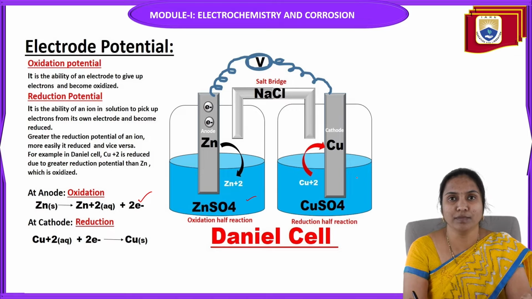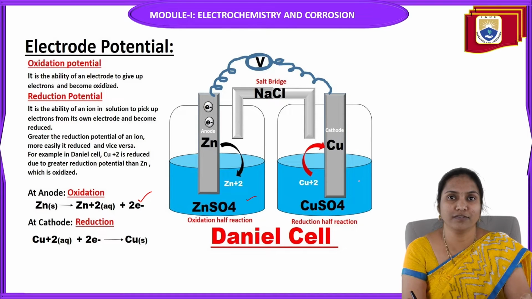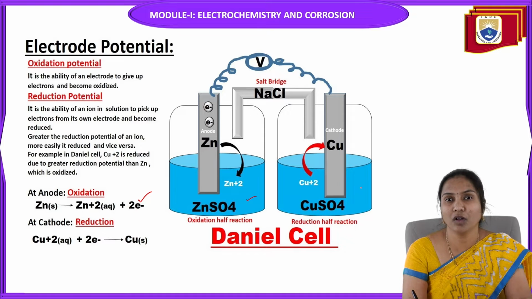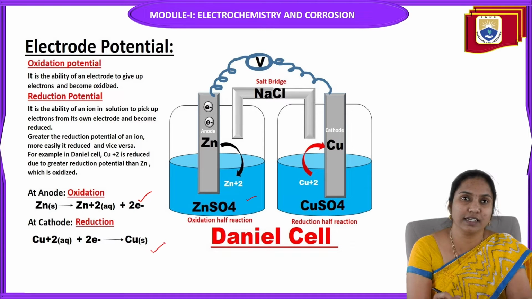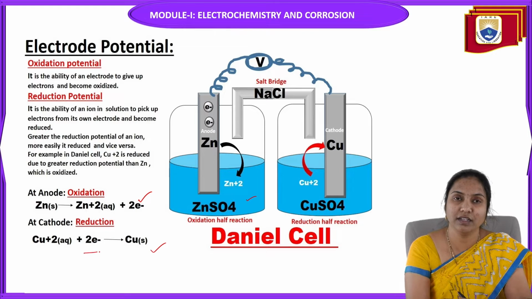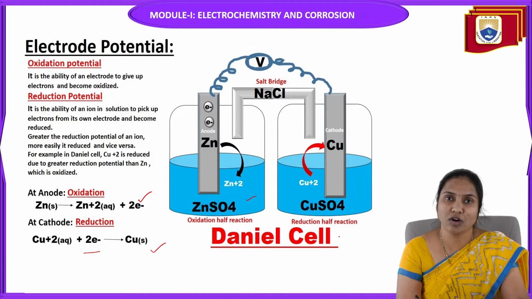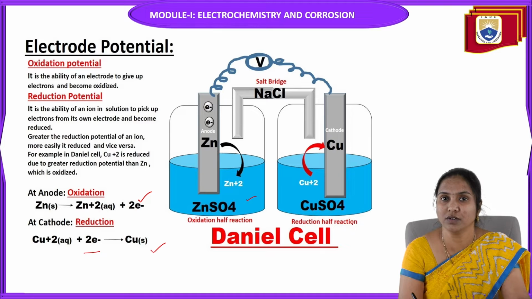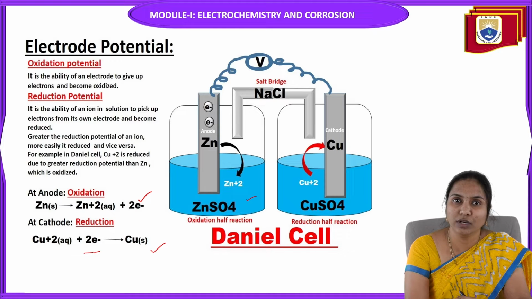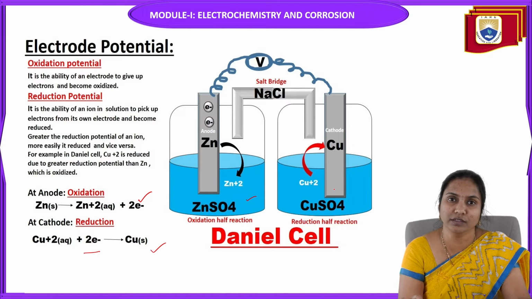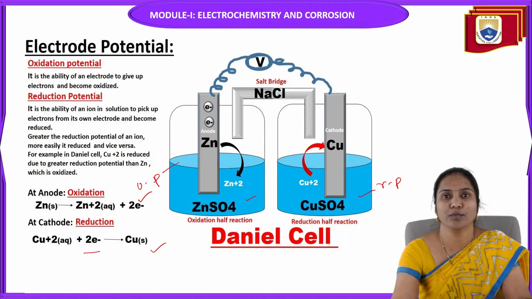For example, take the copper electrode dipped in copper sulfate solution. Copper always acts as cathode, so it undergoes reduction. Reduction means gain of electrons. So when this copper electrode is dipped in its own salt solution, copper sulfate, it acts as cathode and undergoes reduction. Here copper gains 2 electrons and is deposited as copper at the cathodic area. In this case, it develops reduction potential, but in the zinc case it develops oxidation potential.